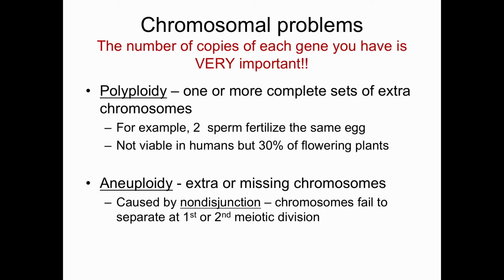So I think probably by now you have a pretty good understanding of the fact that the number of copies of each gene that we have is very important. So when we start to think about chromosomal problems, there's something going on with the genes that has deleterious consequences in most cases. So the first example is one that we do not see in humans. It's not viable in humans, but we do see it in some plants, and that example is called polyploidy.